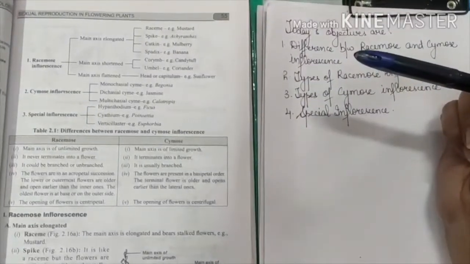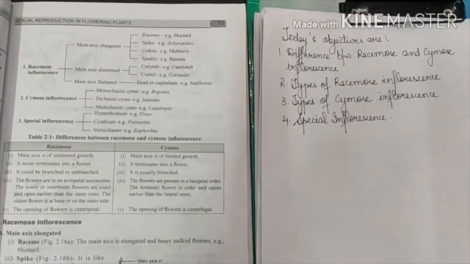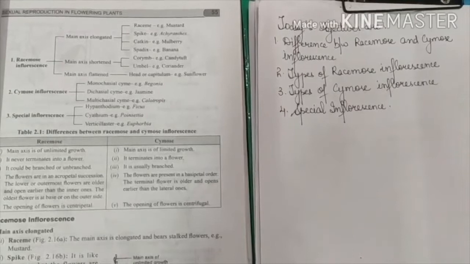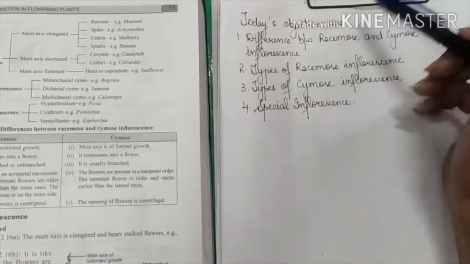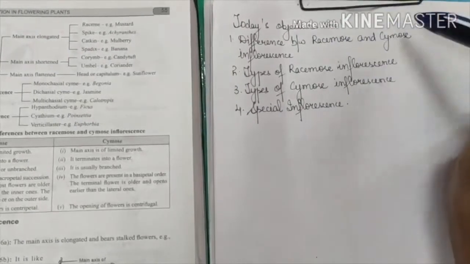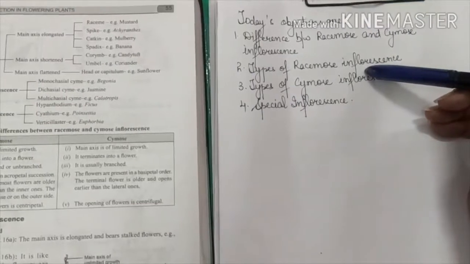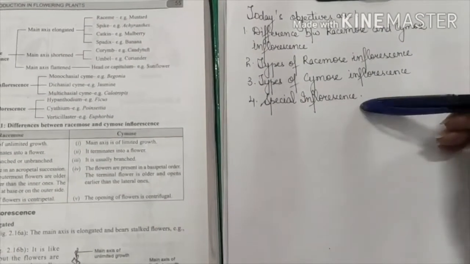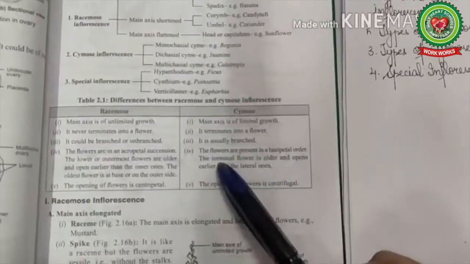Hello students. Yesterday we completed up till the discussion of inflorescence in chapter 2, that is sexual reproduction in flowering plants. Today's objectives that we have to cover in this video are the difference between racemose and cymose inflorescence, types of racemose inflorescence, types of cymose inflorescence, and of course special inflorescence.